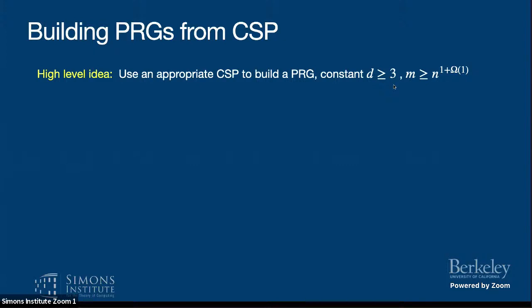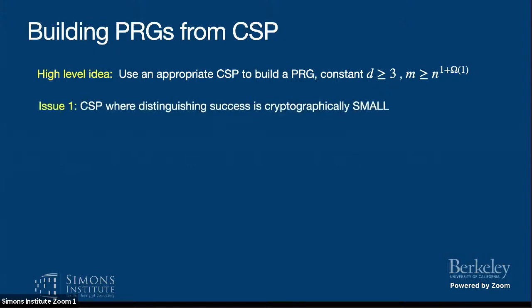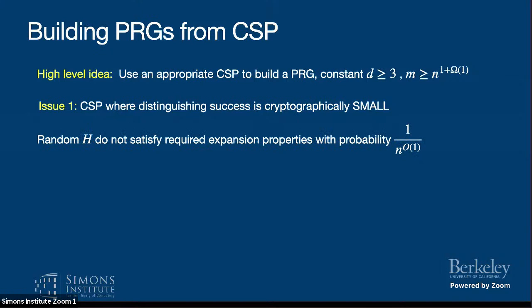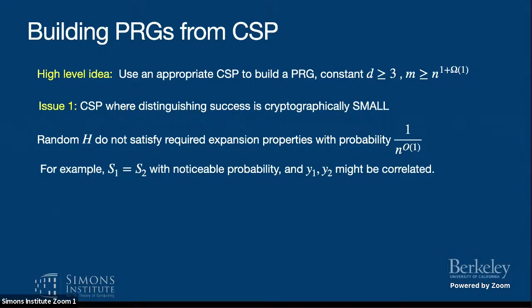So before we proceed further, let me point out some high level issues, which are not a big deal, but we still need to address them. One of the issues is that typically we want a PRG with a very small, cryptographically small advantage, or distinguishing probability. You cannot hope for this in general from random CSPs, because when you choose the graph at random, with inverse polynomial probability it'll turn out to be an extremely bad graph, which will trivially make this problem very easy. For example, it might happen that the set S1, the first constraint set, turns out to be equal to S2 with very noticeable probability, and therefore the first two constraints might end up being correlated. So this is an issue.